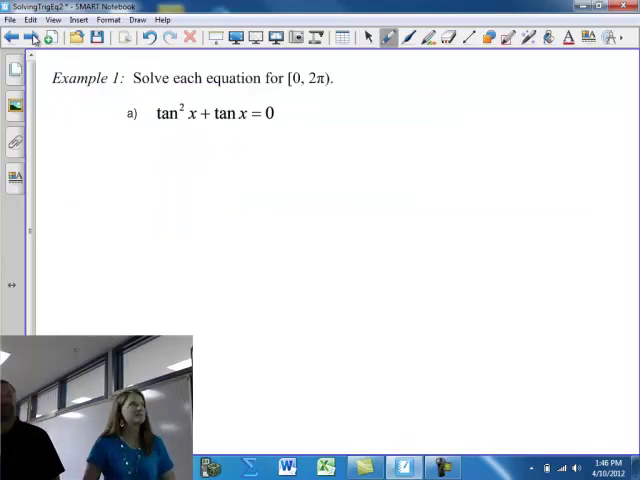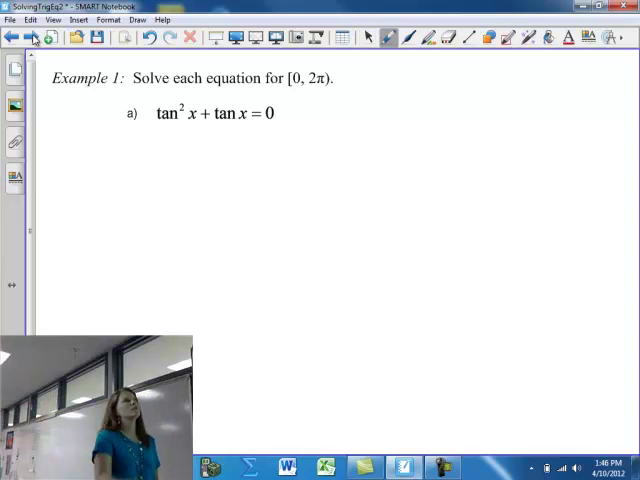All right, you're up first. Okay, my turn. We need to solve the equation for 0 to 2 pi. What does that mean? That basically means give me any answers where it's true on one trip around the unit circle. Okay, one trip around the unit circle.